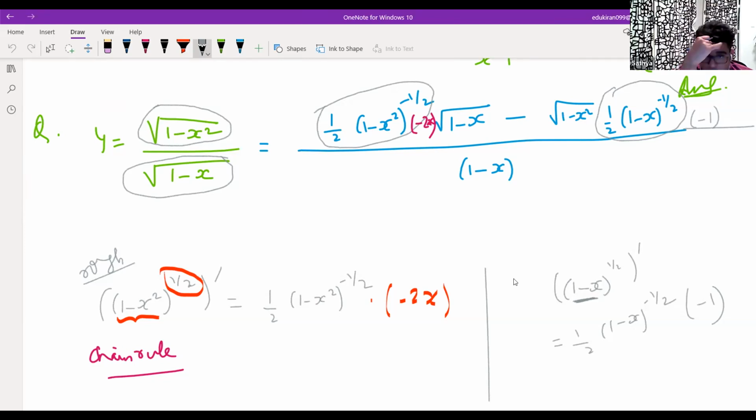So was the numerator wrong? Yes, numerator was wrong. So incomplete. Yeah, we applied the chain rule here as well. If it is a composite function, you have to apply chain rule. Root over 1 minus x square is a composite function. Root over 1 minus x is a composite function. There is an outside function, which is a square root, and there is an inside function, which is 1 minus x square. There are two functions.